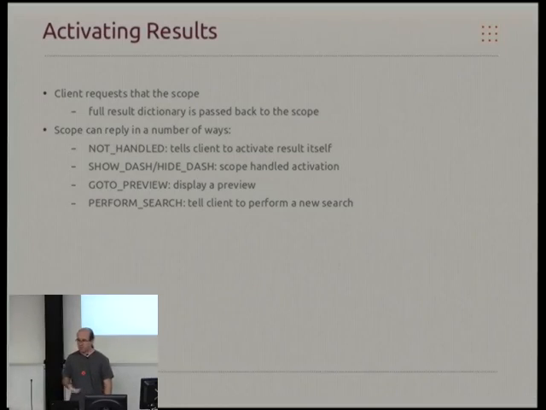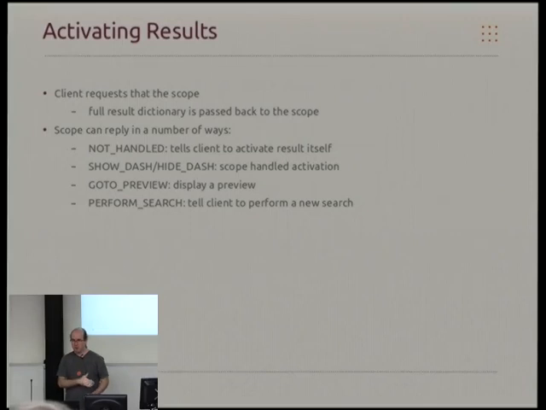If the scope does handle the activation itself, it can ask the shell to close the dash, or leave it open, and there are different reasons you might do that. Another option is that it might ask to open up a preview, similar to what I showed earlier in some of the images. Or it might ask the shell to perform another search. We use that in some cases.